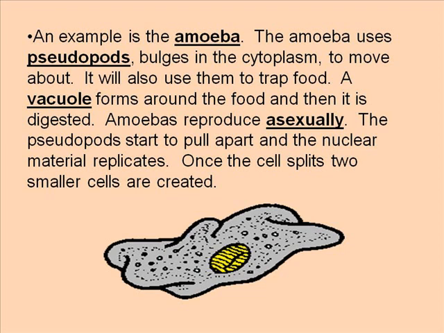That cell that the amoeba is made of also needs to reproduce. Since it's only one cell, it's going to reproduce asexually. The pseudopods are going to start to pull apart. The nuclear material is going to replicate, which means split into two. And then the rest of the cell membrane will pinch together and two cells are going to be created. So the reproduction of an amoeba looks a lot like the process of mitosis. Actually, if you remember from the mitosis note taker, mitosis is a way that asexual reproduction can happen.